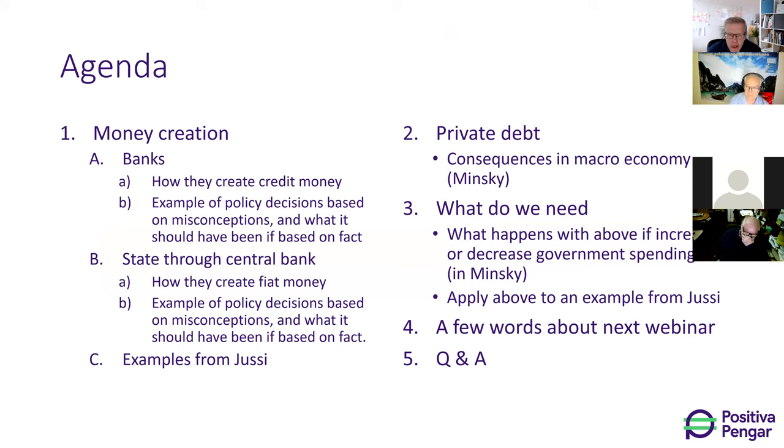Okay, thanks. That brings us to our agenda, and we are concentrating on the monetary system's place in the economy. The agenda today is money creation first through banks, and then by the state through central banks. Then we're going to look at a few examples to see how we can use this. We're also going to look at misconceptions around this, as Steve said, because there is quite a lot in neoclassical economics that is not true, and that's included in the monetary system. After that, we're going to look into private debt and the consequences in macroeconomics. And you're going to use Minsky, if I understand right, Steve.